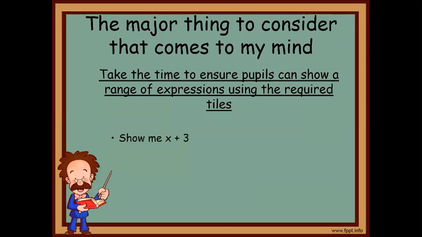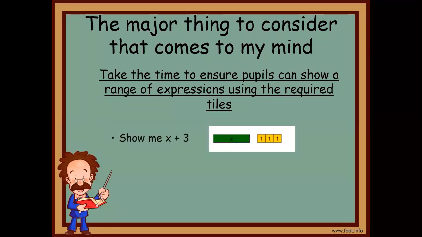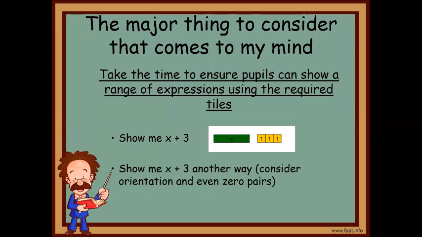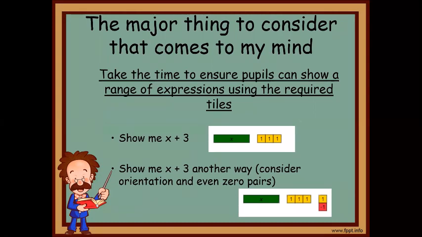So show me x plus 3, and they'd show you that. But then you ask them to show you x plus 3 another way. Now, actually, I could have rotated that. Maybe I should have done. But I've still got x plus 3 on my second picture there. That 0 pair has not changed the value. It's still x plus 3. And the kids have really got to understand that that 0 pair doesn't change the value.